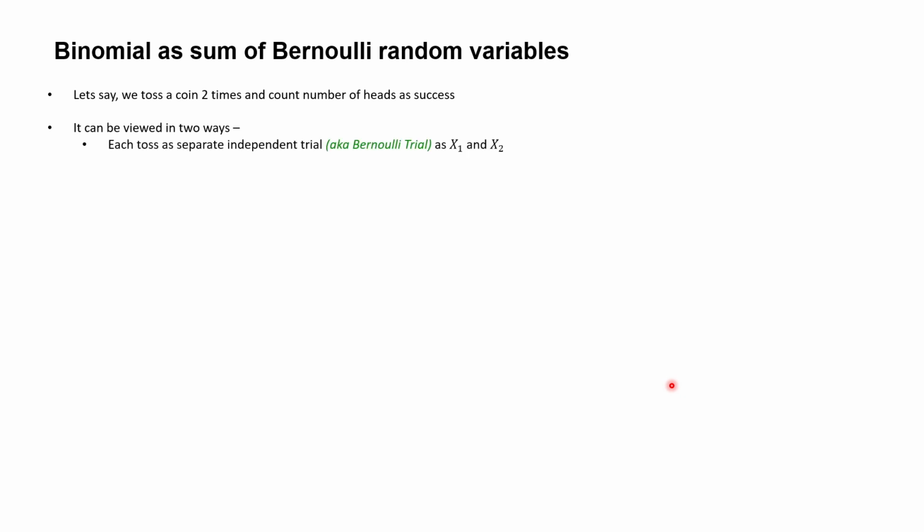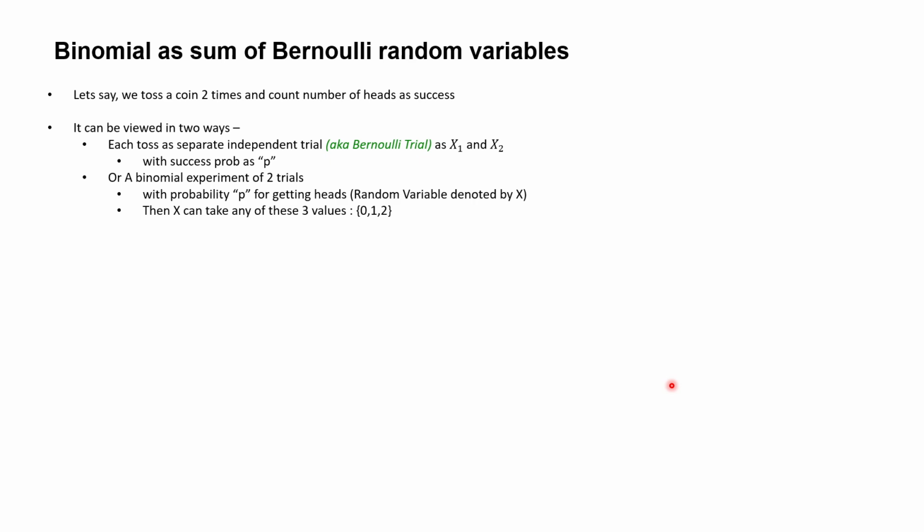First, you can break down these tosses individually and represent each toss as one independent trial, also known as a Bernoulli trial, what we saw in the previous slide, and name them x1 and x2 with the same probability p. Or you can also look at it as a binomial experiment with two trials, with probability p again, and then x can take any of these three values: 0, 1, or 2. Remember, it can go at most 2. It cannot exceed 2, because if you toss a coin 2 times, you can get a maximum of 2 heads, not more than that.